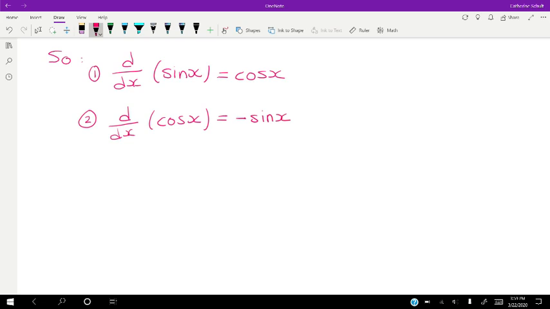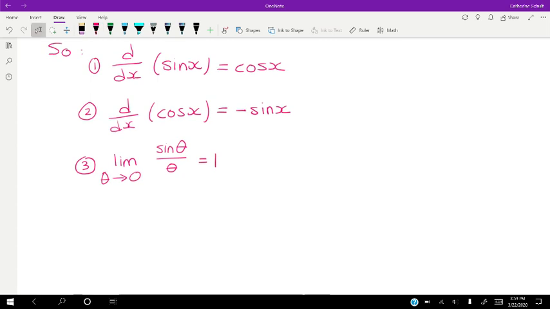All right, we also discovered, and this is something to memorize, that the limit as theta goes to 0 of sine theta over theta is equal to 1. And then the other thing we discovered is the limit as theta goes to 0 of cosine theta minus 1 over theta is equal to 0. Okay, and then that's what we're memorizing so far.